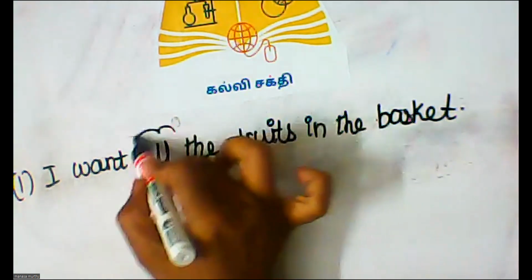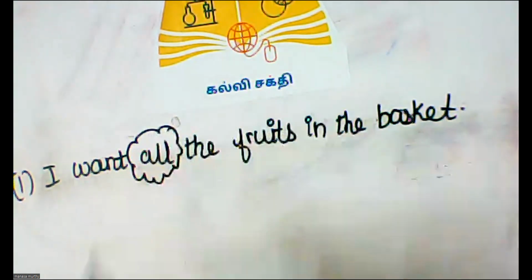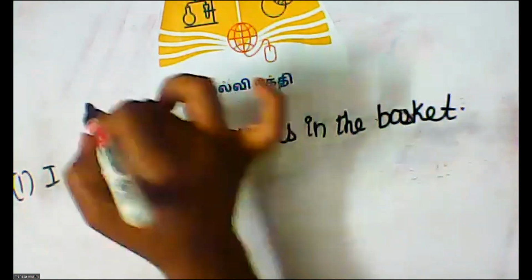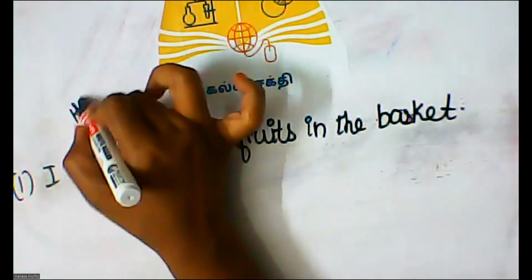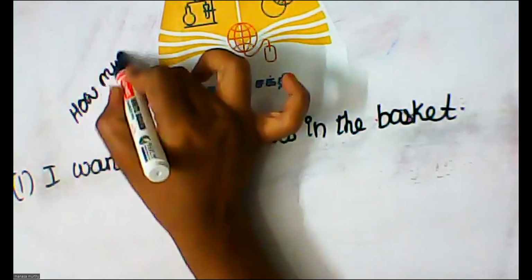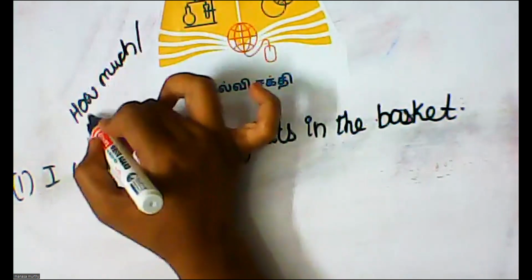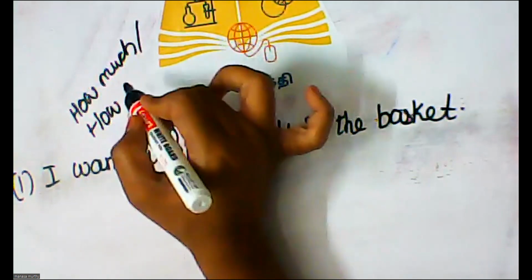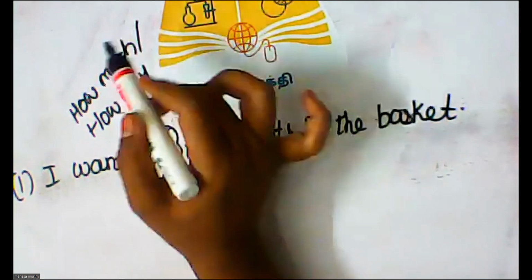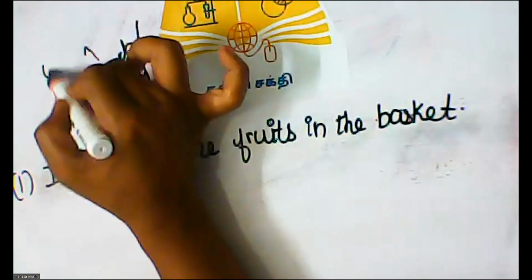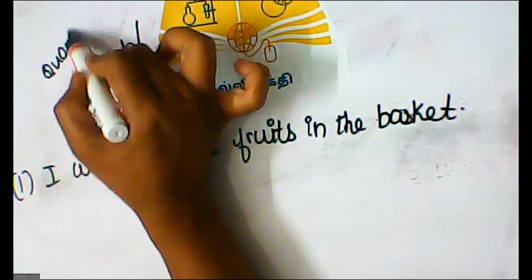So this tells me how much I want, how many or how much. So this all is answering the question how much or how many. So that in turn turns out to be a quantifier. Quantifier is nothing but quantity. So that is why it turns out to be a quantifier.